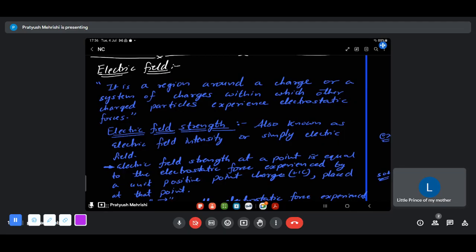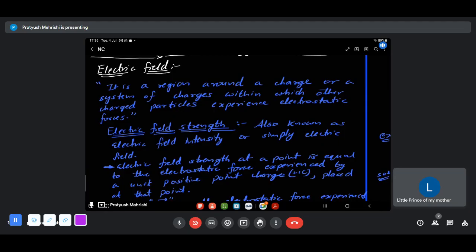Now, next is electric field strength. So, what can we understand by this electric field strength? By this electric field strength, we mean what force is experienced by 1 coulomb of charge. How much force 1 coulomb of charge is experiencing. That is the electric field strength.